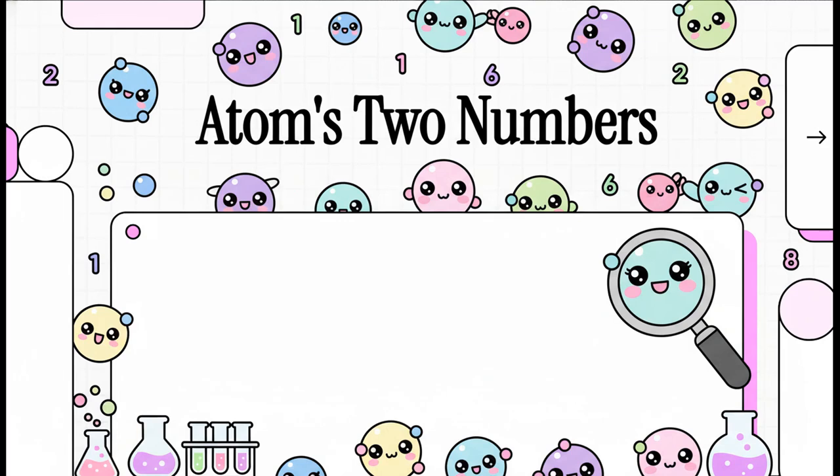All right, let's dive right in. Every single atom in the universe has a unique fingerprint, and it's all defined by just two numbers. If you can get these two numbers straight, you've basically got the secret decoder ring for the entire periodic table. So let's get into it.